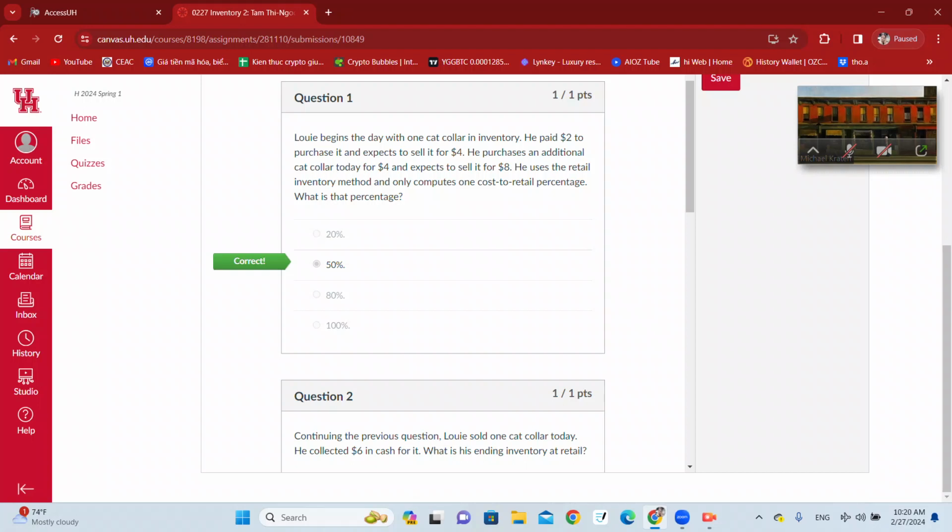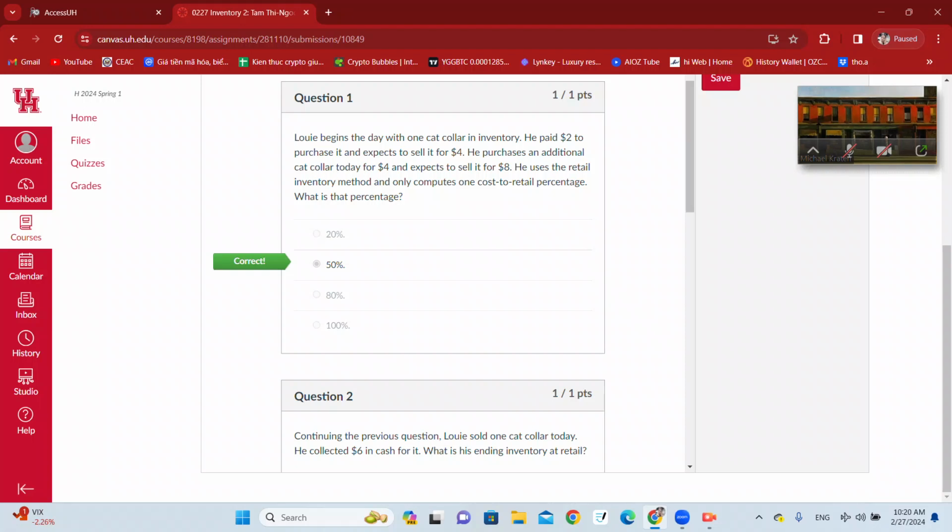At retail, so that's the marked price, what I expect to receive for it when I sell it. For the item in inventory at the beginning of the day, 4. For the additional item that I purchased today, 8. Total goods available for sale valued at retail, 4 plus 8, or 12.